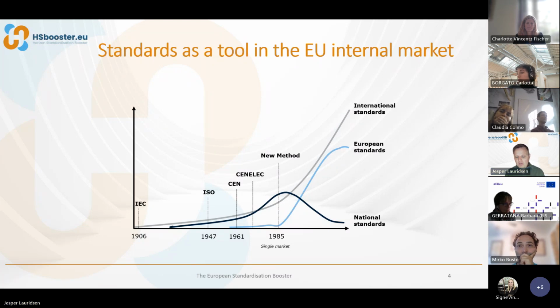And in order to do that and keep the single market working, they said, well, we can't write legislation for everything. So we're going to send a lot of projects to European standardization, and that was what happened in 1985. And then as we came to 92, 93, we had the Amsterdam and Maastricht treaties that were setting the scene for what we know today.